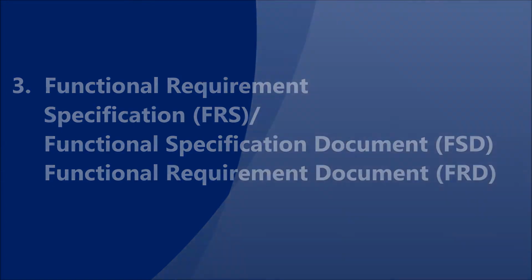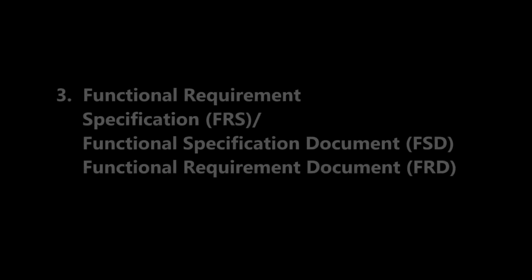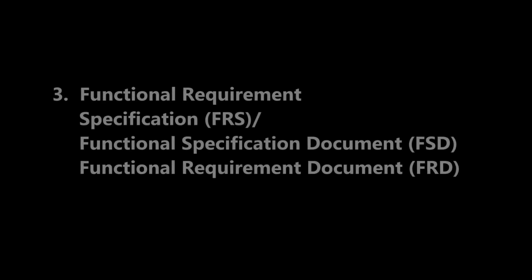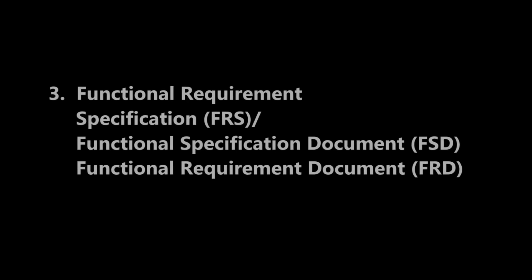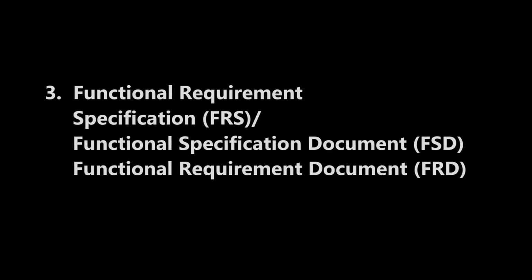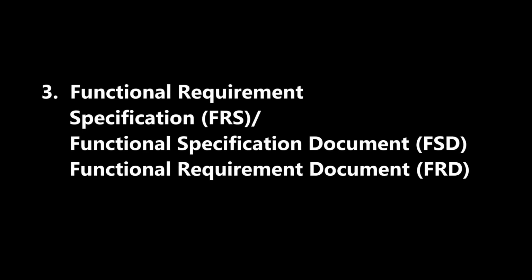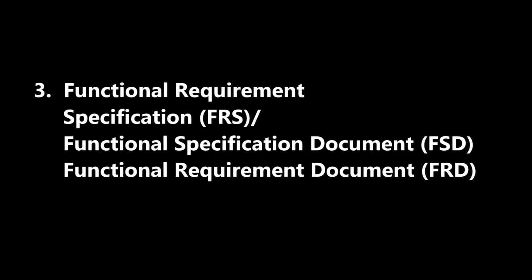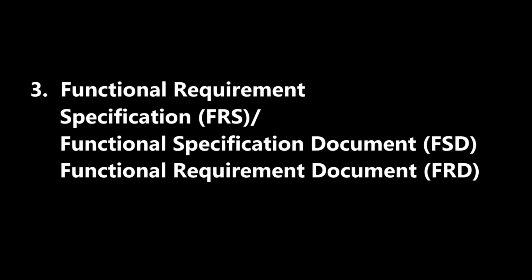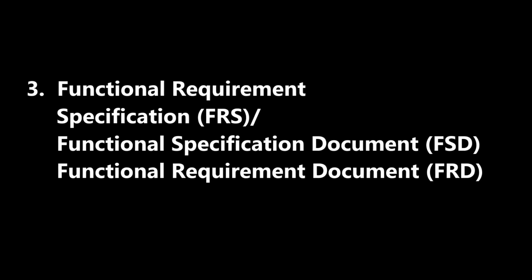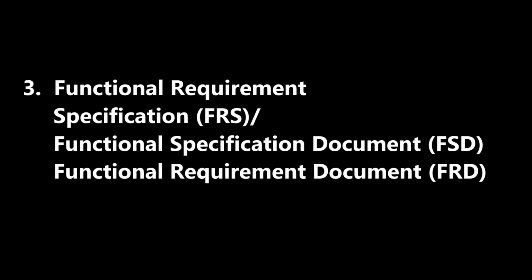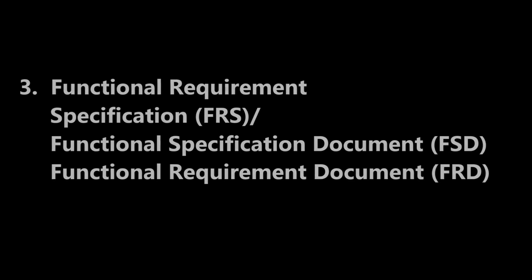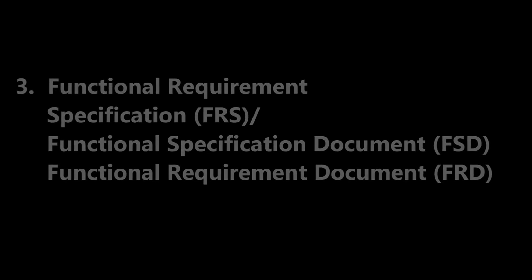Thus, a functional specification document becomes a more technical, accurate, and descriptive requirement document. Owing to their technical nature, FRS and FSD are equally used by developers, testers, and the business stakeholders of a project. Functional requirement specification, FRS. Functional specification document, FSD. Functional requirement document, FRD, contains an introduction.